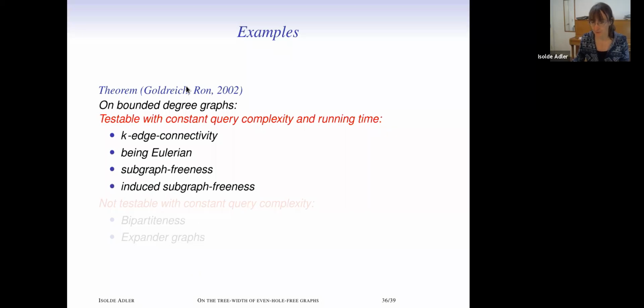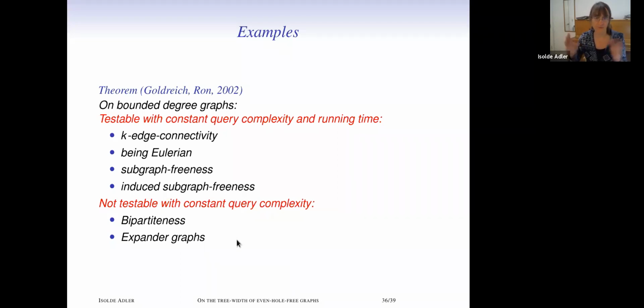And here are some examples of what is known. On bounded degree graphs, in this model, the following properties are testable with constant query complexity and constant running time: connectivity, edge connectivity, vertex connectivity as well, being Eulerian, excluding a fixed subgraph, excluding a fixed induced subgraph. And there are also results showing that certain properties are not testable with constant query complexity, like bipartiteness, or being an expander graph. These are the very early results from the first paper by Goldreich and Ron, and many other things have been obtained in the meantime. For example, Hamiltonicity is not testable with constant query complexity, and many others.